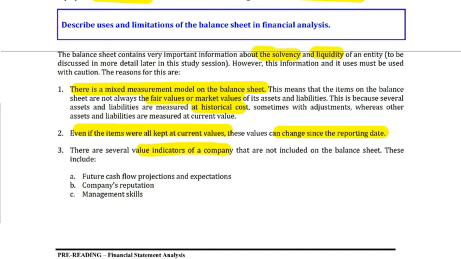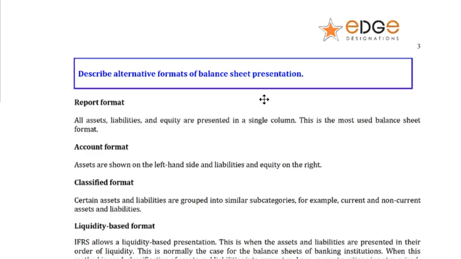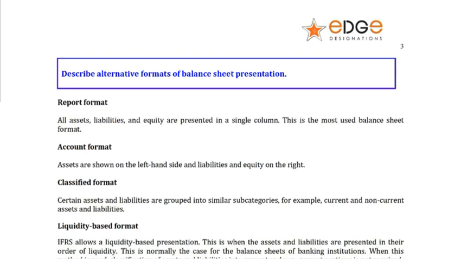Several indicators of value are not necessarily included on a balance sheet. So what are some of those? Future cash flow projections, expectations, the company's reputation, management skills. These are all things that perhaps are not found on a balance sheet. Balance sheets are very, very useful bits of information, but just always be mindful of what they're good for and what they don't add so much value for.